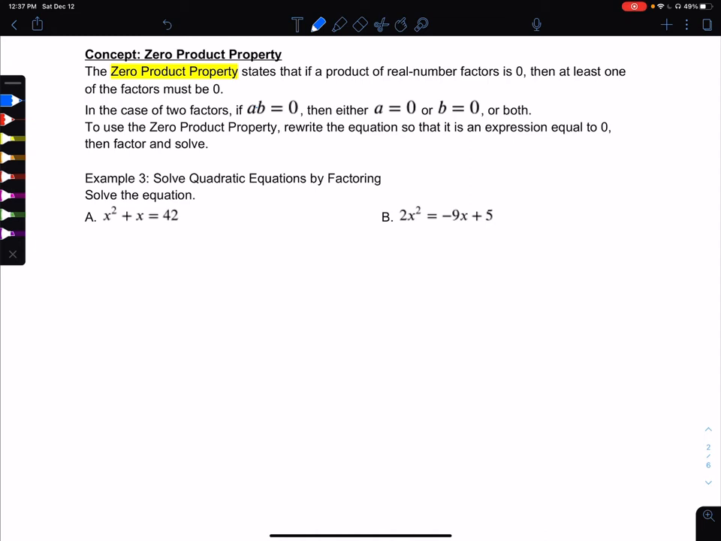And to use the zero product property, this is important: you must rewrite the equation so that it is an expression equal to 0. All right, then you can factor it, and then you can solve it.